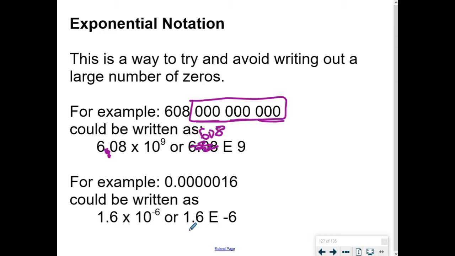Check this one out here. This one actually was written properly. This was 1.6 E minus 6. Because check this out. There are 1, 2, 3, 4, 5, 6 zeros in front of it. So the negative just means you have a really small decimal number. That's all.